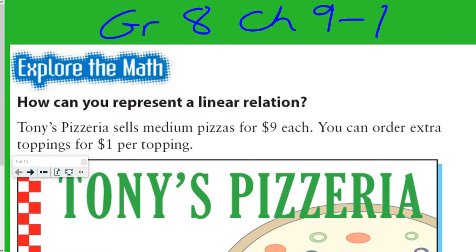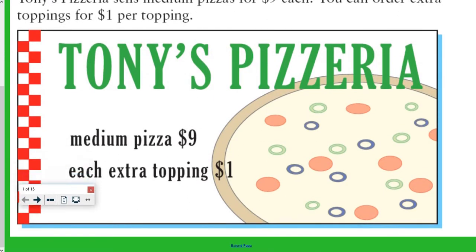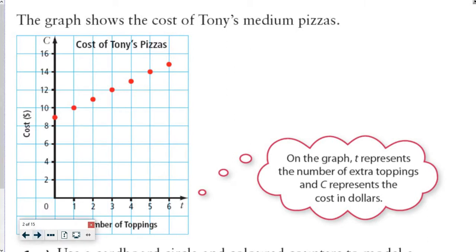So Tony's Pizzeria sells medium pizzas for $9 each. It's a plain pizza, but you can order extra toppings for $1 per topping. So medium pizza, $9, extra topping, $1. If we're going to graph this, it shows the cost of Tony's medium pizzas. It starts at $9 and it goes up by 1 for every topping. On the graph, T represents the number of extra toppings, C represents the cost in dollars.